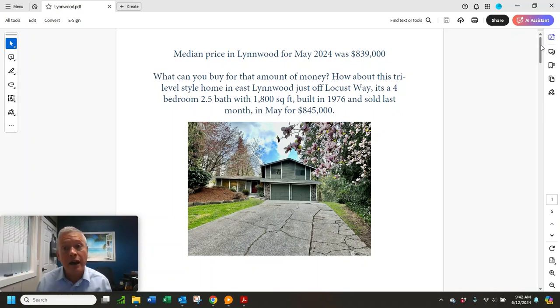Here's the latest market update now that we have real estate sales figures in for Lynnwood for May. The median sales price, let's start with that, $839 last month. So what can you buy for that? Well, I found one that sold for almost that. It's a tri-level just off Locust Way, kind of East Lynnwood, north of Kenmore. 1,800 square foot house sold for $845 last month.